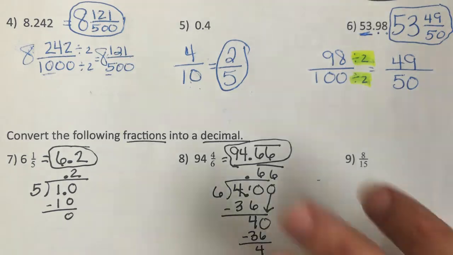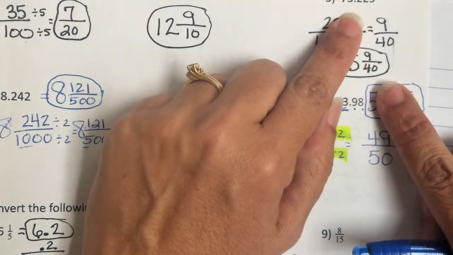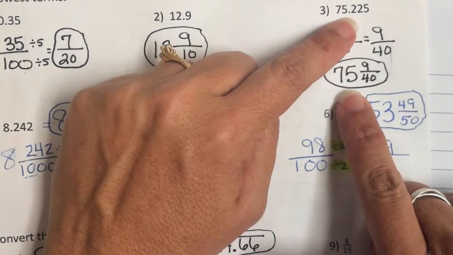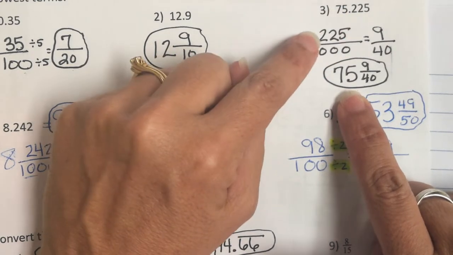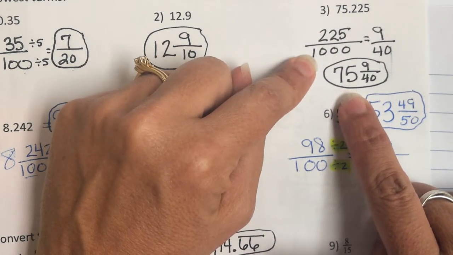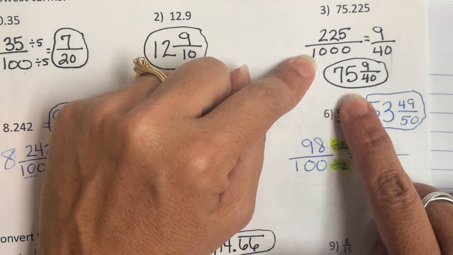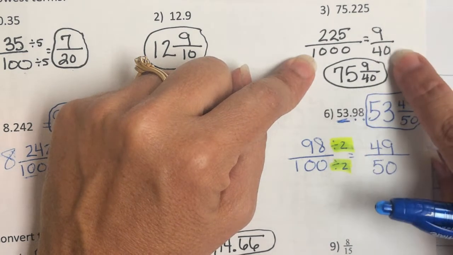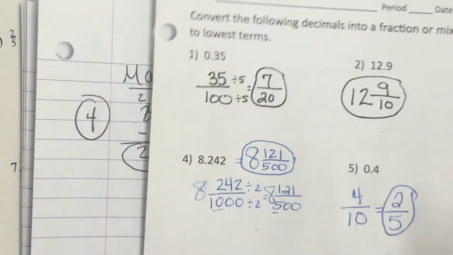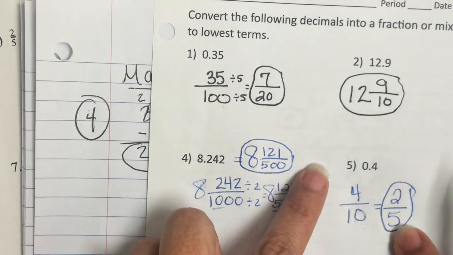Because, one second, let me look. Yeah, so 75 came from the front, and then 225 over 1,000, I simplified by 25s. And also number 1, does 0 go in front too, or that's just... No, drop the 0. Drop the 0, just like we did there.